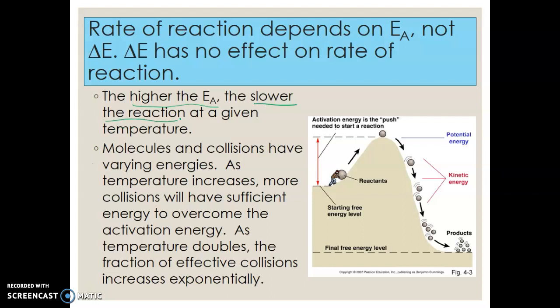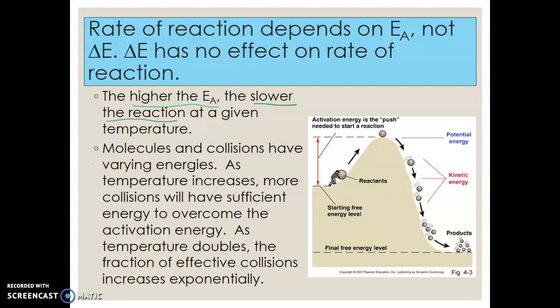Now, what I want you to think about is that looking at this picture over here, we have this hill, and this guy is trying to push this boulder up the hill in order for it to roll down. The higher this hill is, the longer it's going to take in order for that boulder to roll down the hill. So the higher the activation energy, the slower the reaction. The lower the activation energy, the faster the reaction.